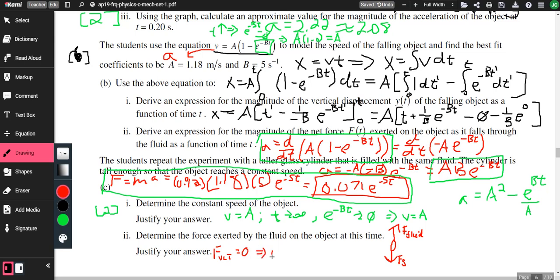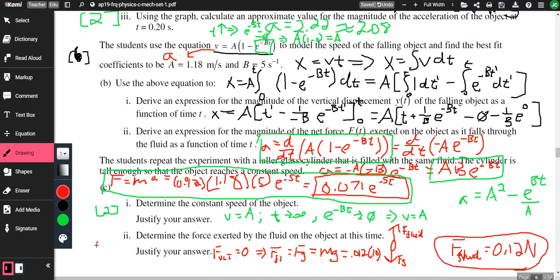which means that the force from the fluid is going to be equal to the force due to gravity, which is equal to mg, which is equal to 0.012 times 10. So we can already figure out that this fluid force is going to be equal to 0.12 newtons.